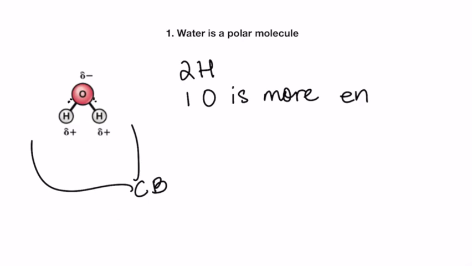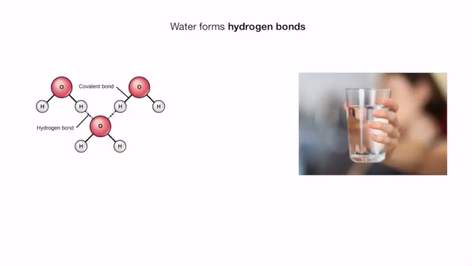Electrons are negatively charged. So when oxygen pulls the electron pair closer to itself, it ends up getting a slight negative charge, and the hydrogens, both of them each, will end up with a slight positive charge. This makes water a polar molecule. A polar molecule has a difference in charge. One side will be negative and the other side will be positive.